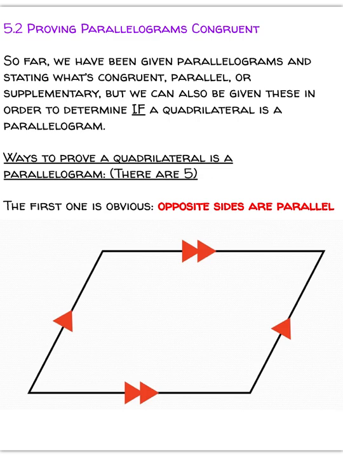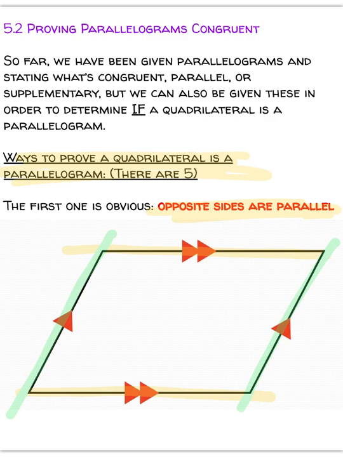So there are five ways to prove, and we're not doing proofs, but there are 5 ways to prove that a quadrilateral is a parallelogram. The first one's pretty obvious: opposite sides must be parallel. That's just the definition of a parallelogram. So if we know that we have a figure where one set of opposite sides is parallel as well as the other set, then it's a parallelogram.